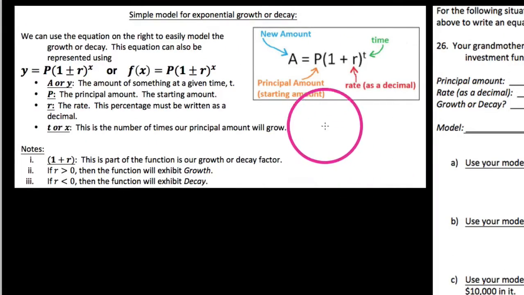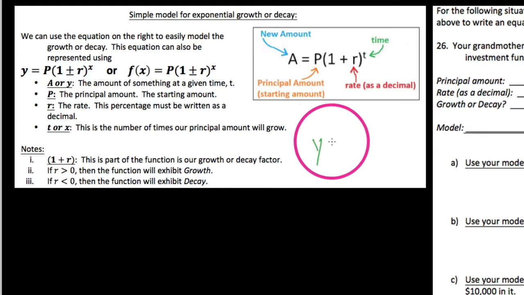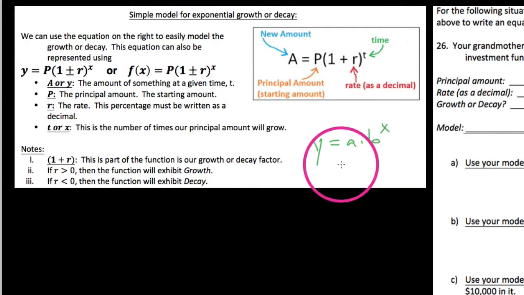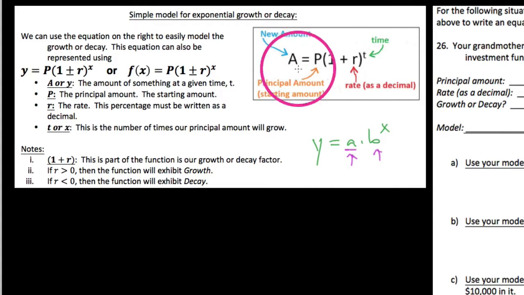Okay guys, previously we've been looking at modeling exponential growth or decay using functions of the form y equals a times b to the x, where we've seen that a represents some initial value and b represents some base or some growth or decay factor. And so what we're going to be doing is expanding that definition to include this one that you see above, which is basically a simple model for exponential growth or decay.